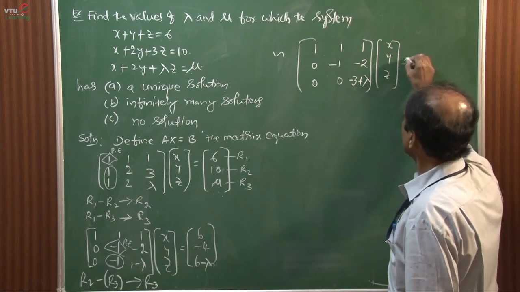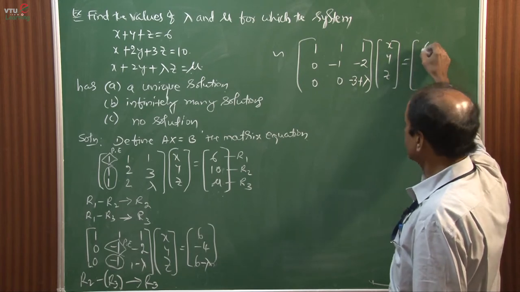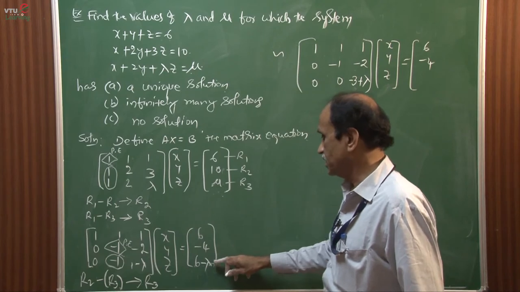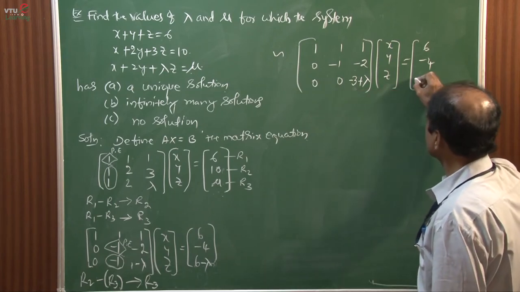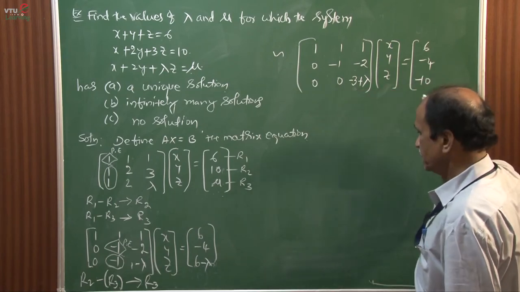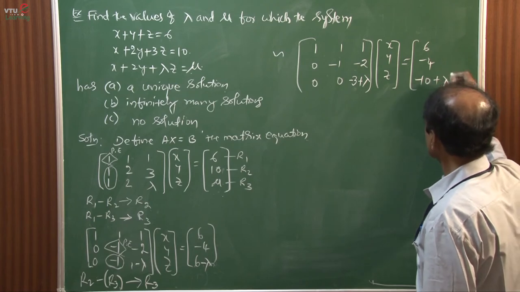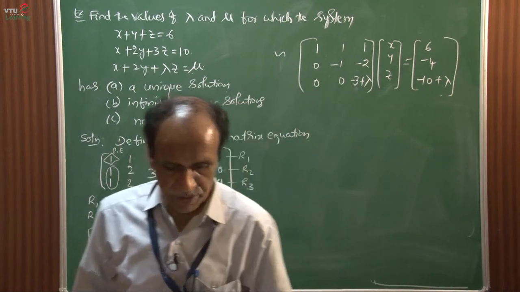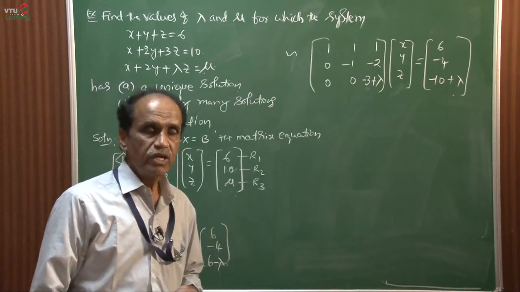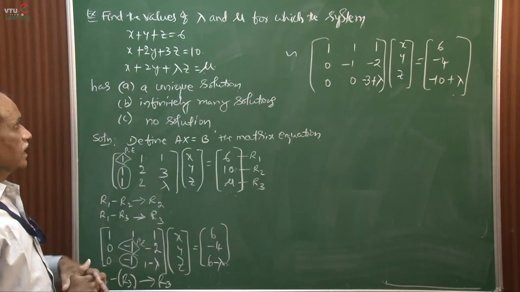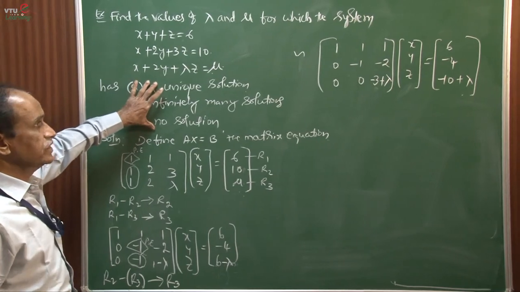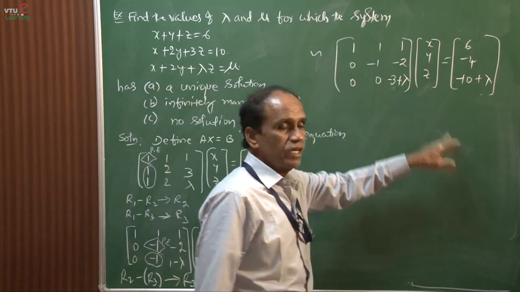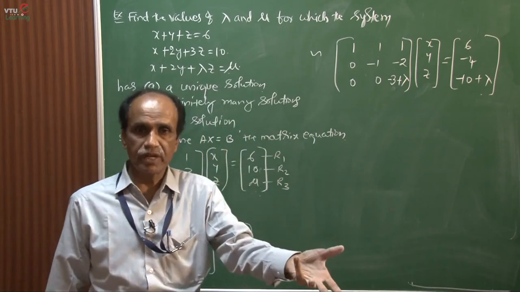Now this becomes 6 minus 4, R2 minus R3, that becomes 10 minus 10 plus lambda. So this is the situation. Now the row operation is over. Now you have to declare the answers for these three questions in the fashion that what value of lambda if you choose, what is going to happen?